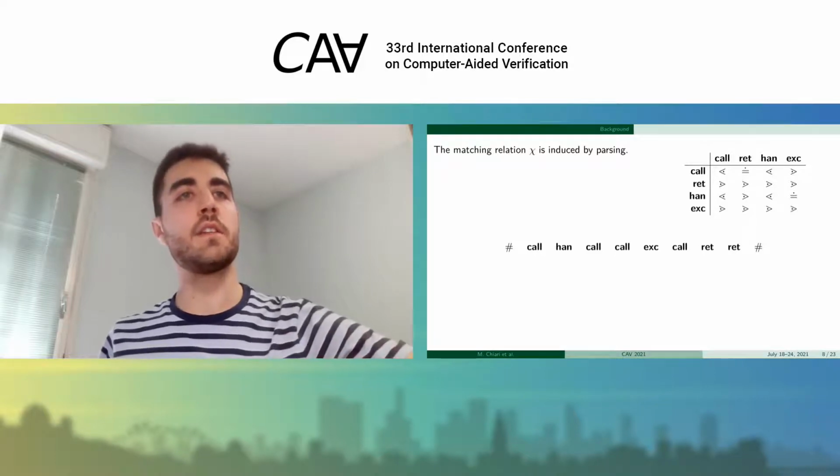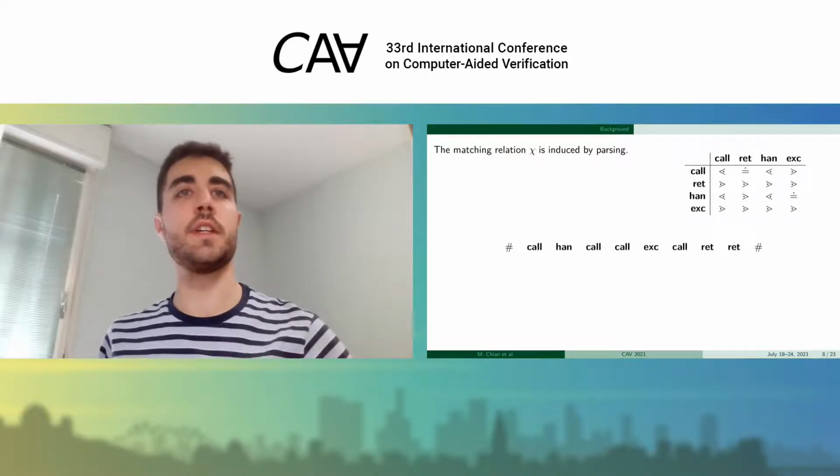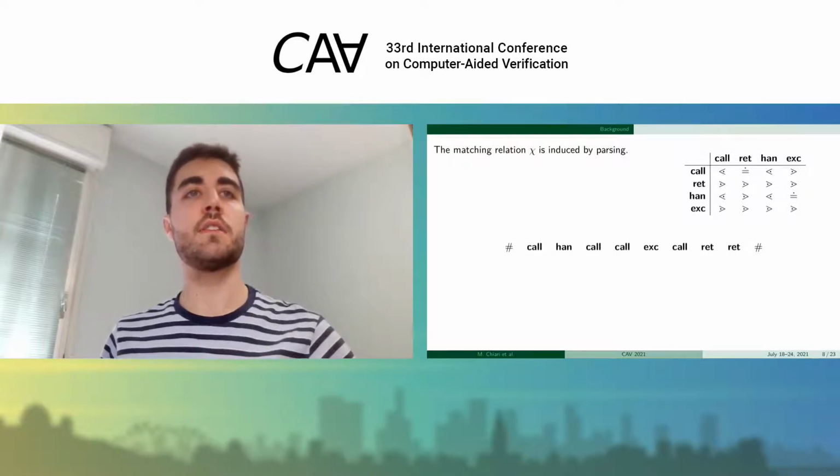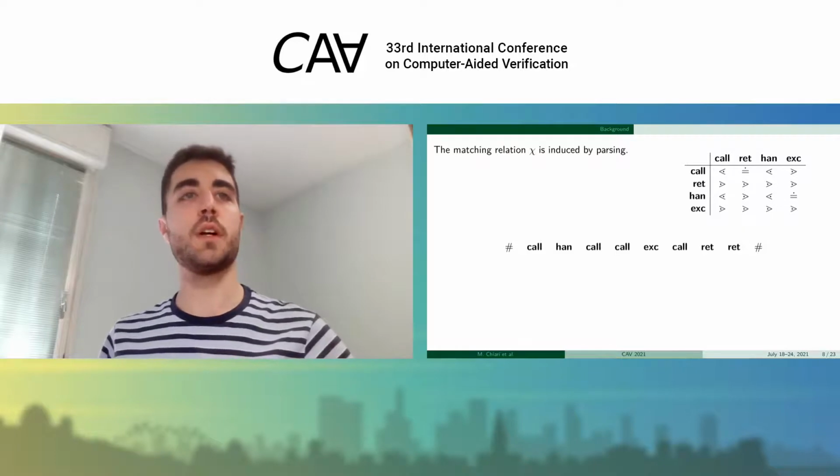And the precedence relations allow us to parse a string so as to get its context-free structure and build its syntax tree. We generate our nesting relation, which we call the chain relation, by doing parsing.